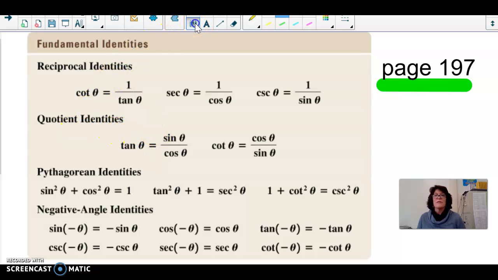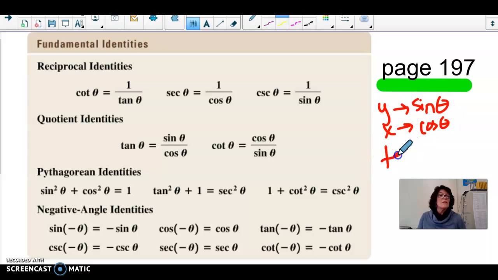And then quotient identities. This is a little bit different. We've touched on these, but I don't know that we actually have defined tangent as sine over cosine. We know that the y-coordinate represents the sine of theta on our unit circle. The x-coordinate represented the cosine of theta. And we knew that tangent of theta was the y-coordinate divided by the x-coordinate. So that's where that comes from. Another way to think of tangent of theta is sine of theta divided by cosine of theta. Therefore, the cotangent of theta is the reciprocal of that, cosine over sine.